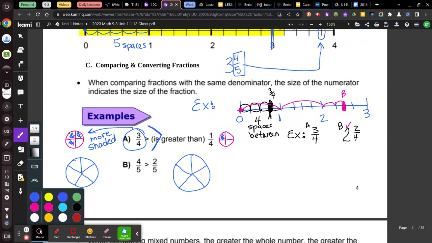Okay, so I got 2 divided into 5. So now what we're going to do is we shade them. So this guy's got 4 shaded. This guy has 2 shaded. So who's got the bigger amount shaded? This guy's got the bigger amount shaded. So he's going to open his mouth to the bigger number. Okay, so that's how we compare them. So again, if you need to draw the object to see it, then you can.